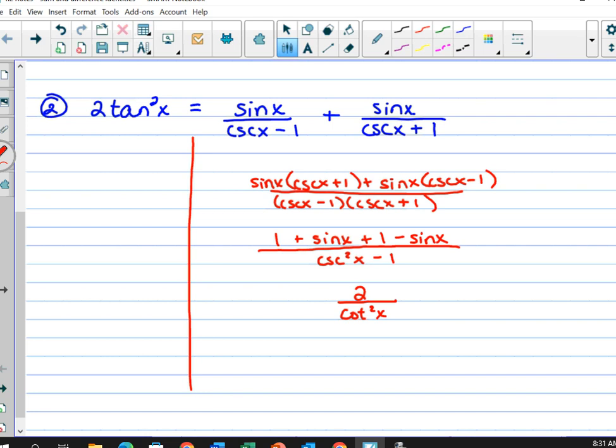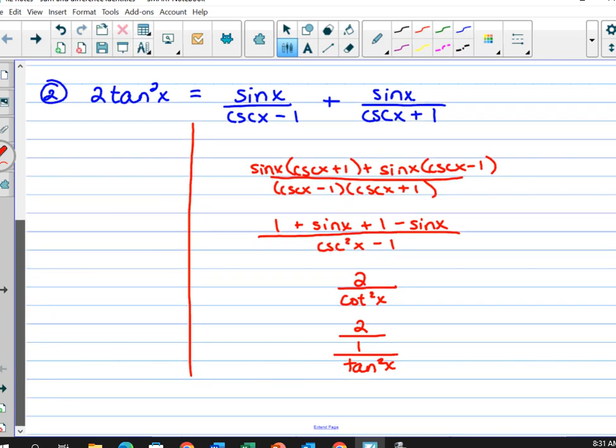Okay, we're trying to get to 2 tangent squared. What is cotangent squared? 1 over tangent squared. Okay, you could do cosine squared over sine squared, or you could do 1 over tangent squared. So what happens when you're dividing by a fraction? So it's 2 tangent squared. And you're done.